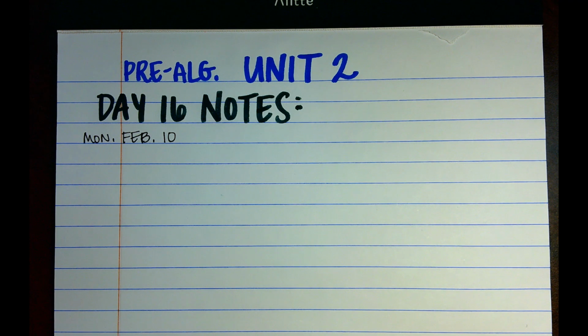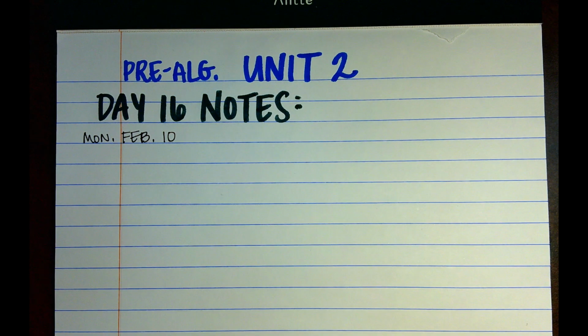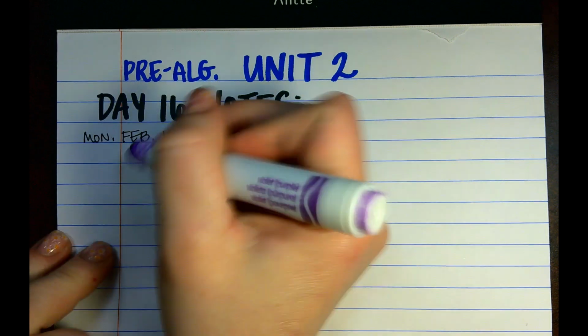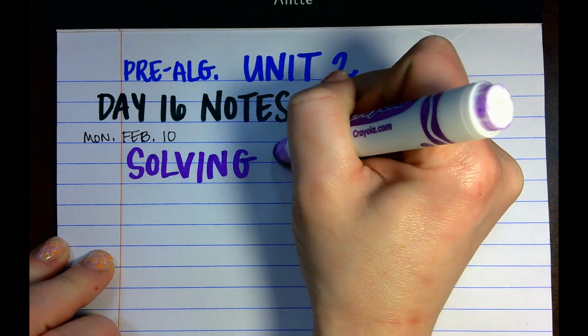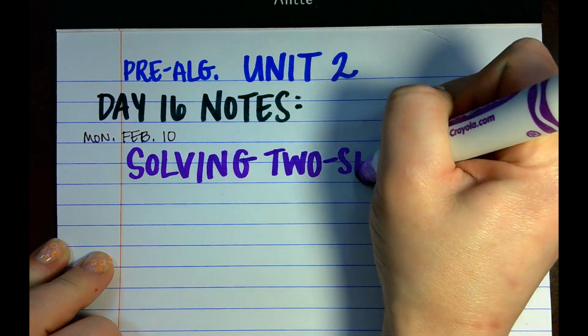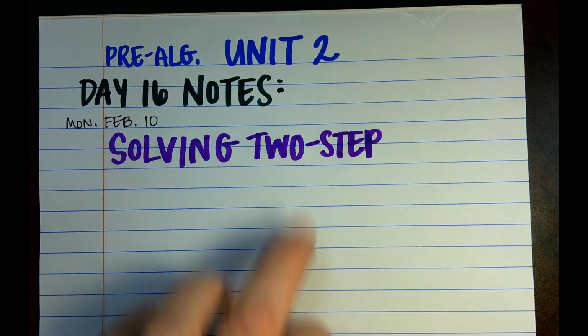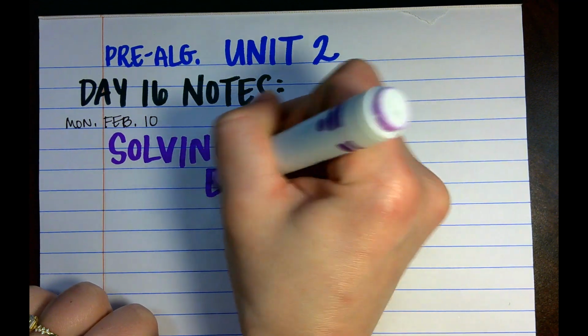Actually, before I title it, I'm going to pause this and grab my page of notes so I make sure I write all the right things for you. In our do now, we solved a bunch of one-step equations, and then we did two two-step equations. So let's get some official notes about solving two-step equations.